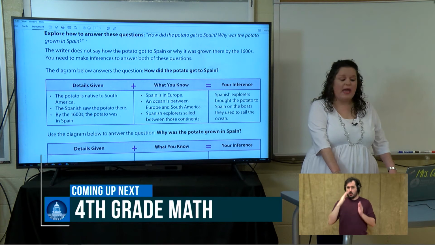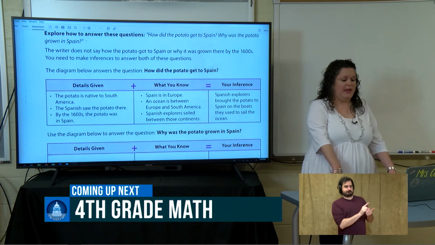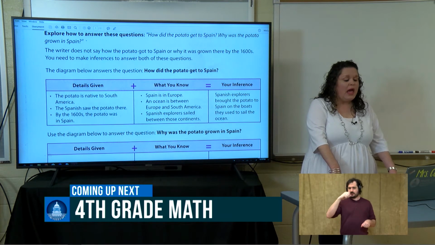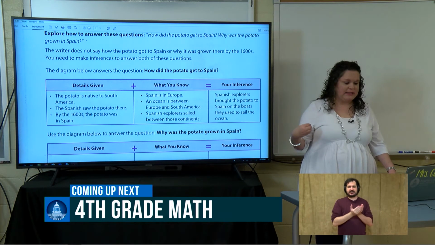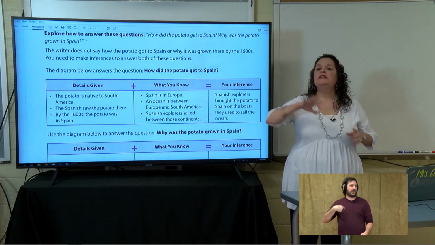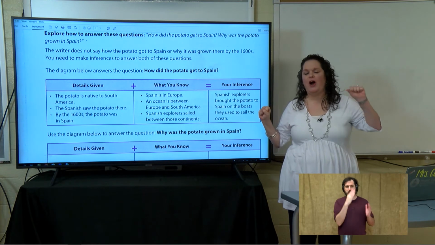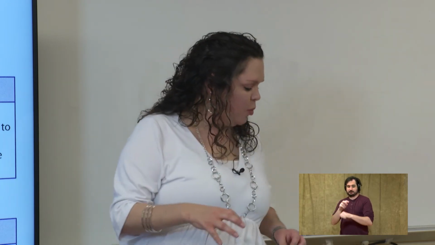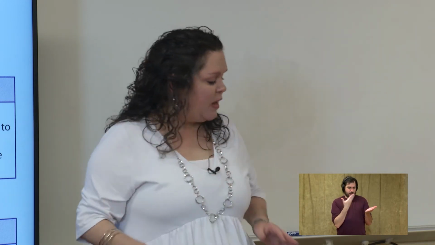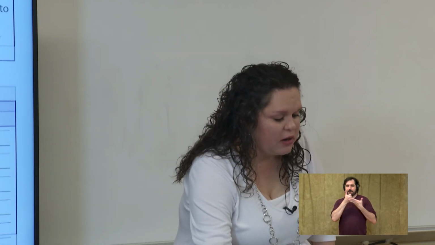And then we know that Spain is in Europe and a whole ocean is between Europe and South America. And we know that the Spanish needed to go back home. So we know that the Spanish sailed between those continents. And we know, putting all that together, taking the text evidence along with what we already know, that the Spanish explorers brought the potato back to Spain, their home country, on the boats that they used to sail crossing the ocean. So do you see, boys and girls, how you can use evidence from the text, what we already know, and put them back together? Now we're going to look at another paragraph.